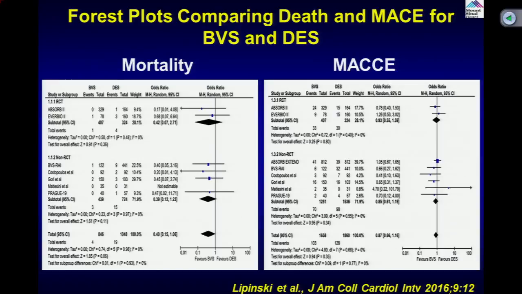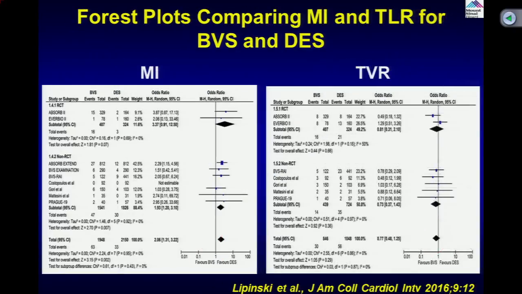So death actually trended to be lower with the BVS, and remember that it's a contradiction that you have a little higher stent thrombosis, but how can death be lower? I give the analogy, same thing that happened in the Angiomax bivalirudin trials, that you have higher stent thrombosis, but you have a lower subsequent mortality, partly because if you have a thrombosis in the hospital, it's less lethal and you can take care of it. And then of course MACE was not different, as you see here.